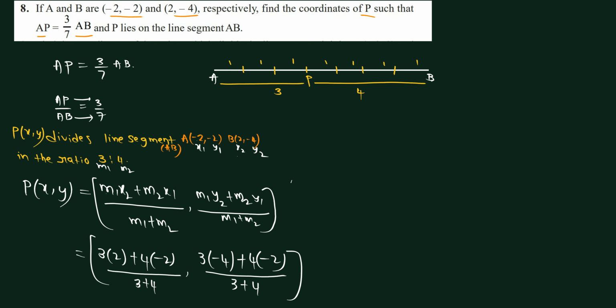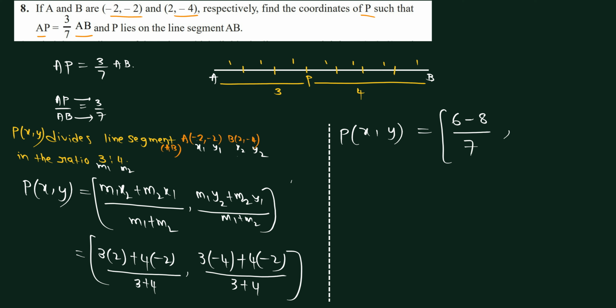Now find the P coordinates. Therefore, P(x, y) equals: 3 twos are 6. 4 into -2 is -8. Divided by 3 plus 4, which is 7. Similarly, 3 into -4 is -12, plus 4 into -2 is -8. So -12 -8, divided by 3 plus 4, that is 7.